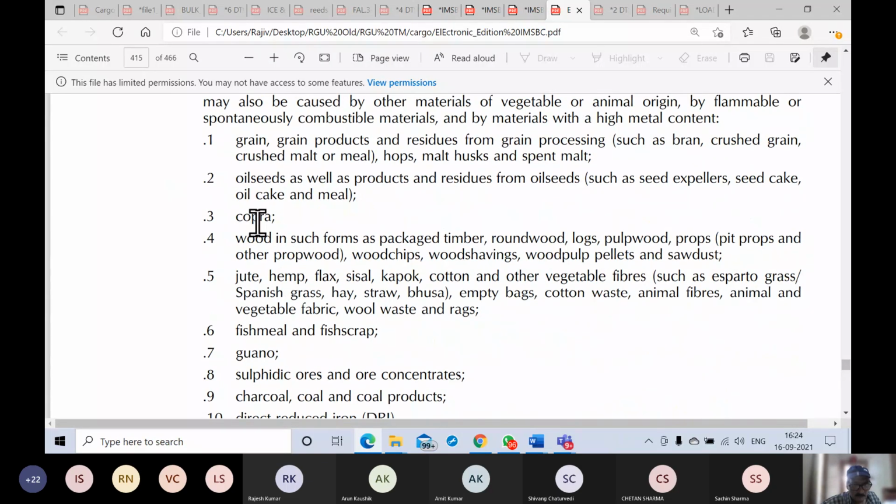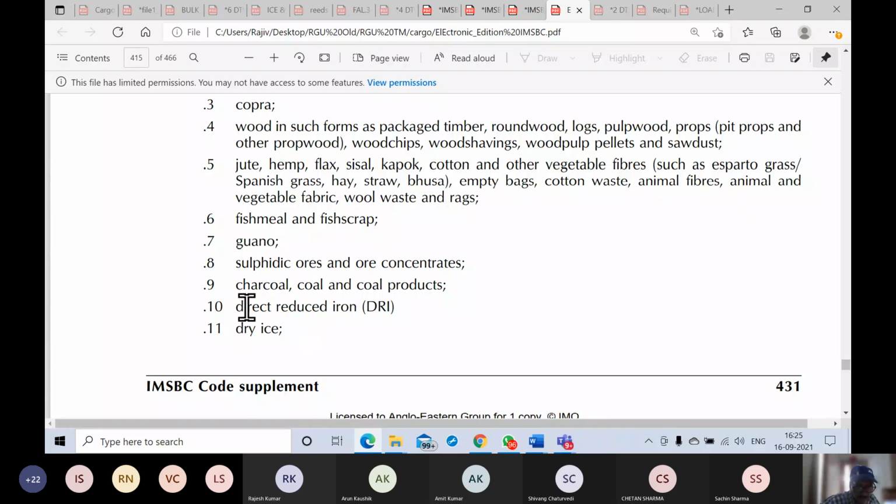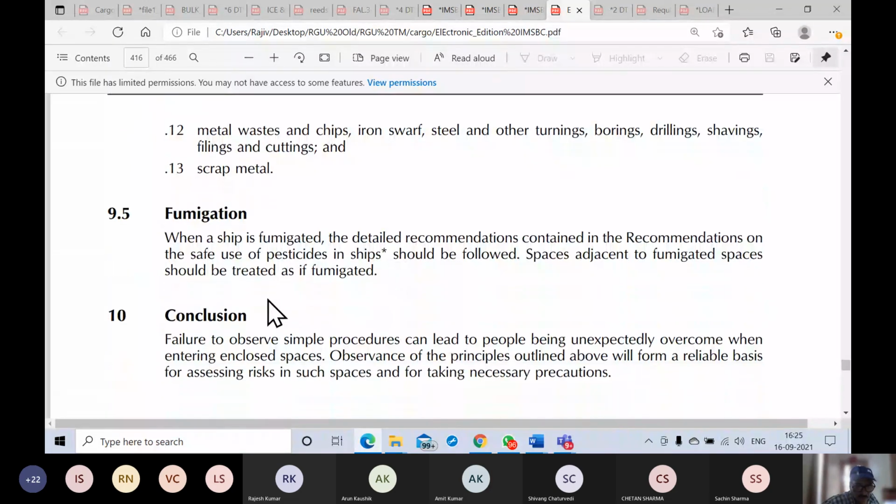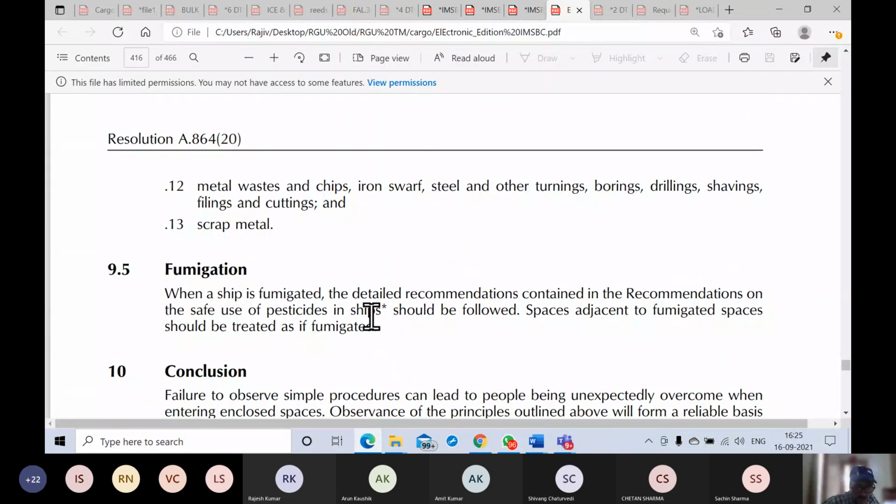Copra. Very interestingly, wood. Wood has oxygen absorption, especially if it is dried wood, it will absorb. Jute, hemp, fish meal, fish scrap, all these are absorbing oxygen. They can lead to an oxygen depleted atmosphere inside the cargo space. And this we have already covered, DRI. Fumigation we have completed because fumigation is also included in the IMSBC under a recommendation.